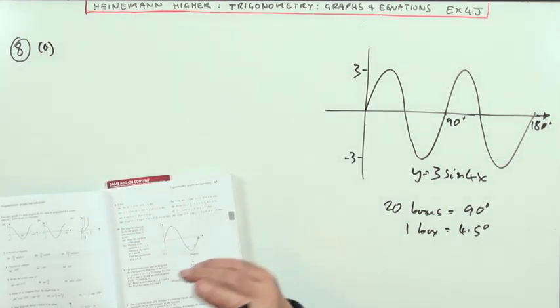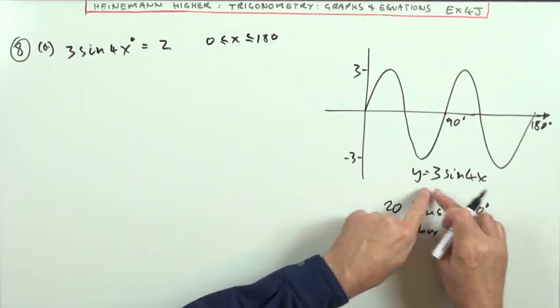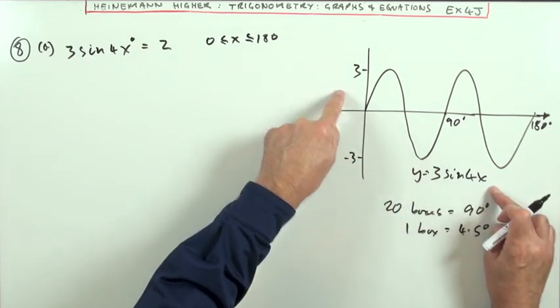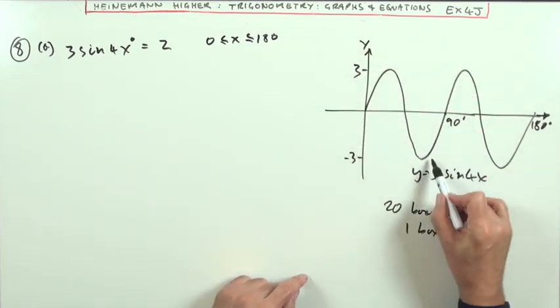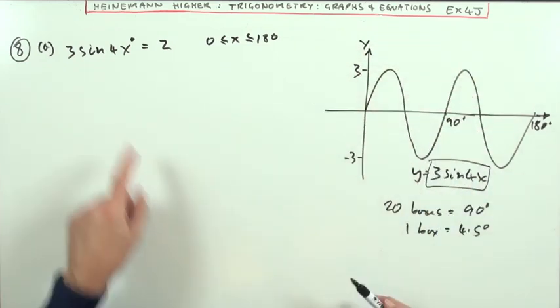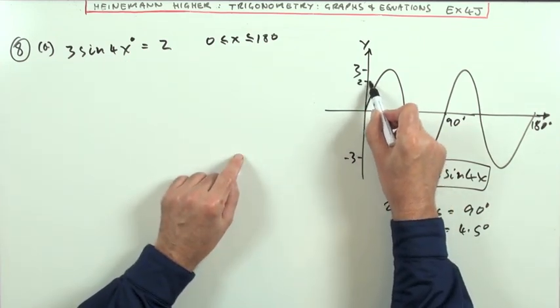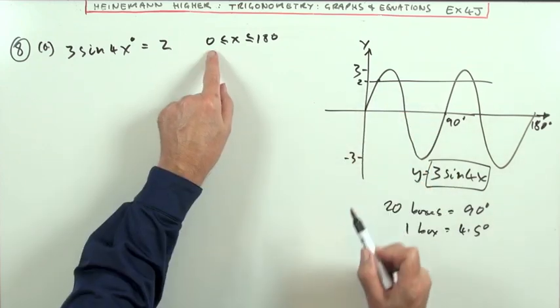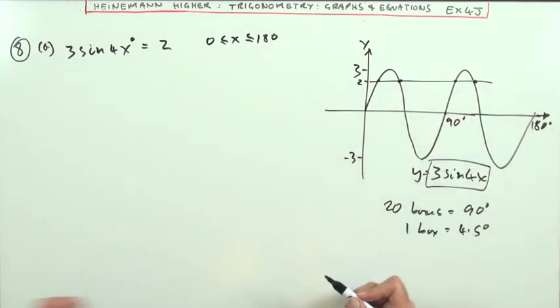So what does the first one say? It says this. Right, well that's quite clear. 3 sine 4x, and that's what it is, 3 sine 4x. This graph is y equals that. This graph shows all the answers to 3 sine 4x. So if I want 3 sine 4x equals 2, I just go to 2 and then I read my answers off from that. And since it says from 0 to 180, that means I'll need all 4 of these.